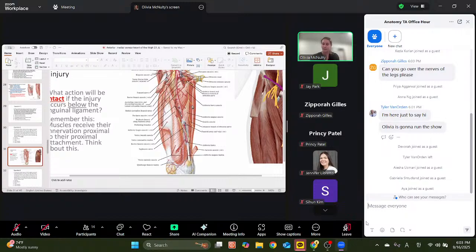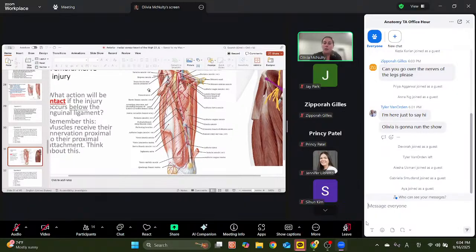Anytime in anatomy, the one thing that's nice is when you think about these compartments, it's really one nerve that's doing all of the work. So the medial compartment, our adductors, is going to be that obturator nerve. Your anterior compartment, which is your knee extensors or hip flexors, is going to be your femoral nerve.